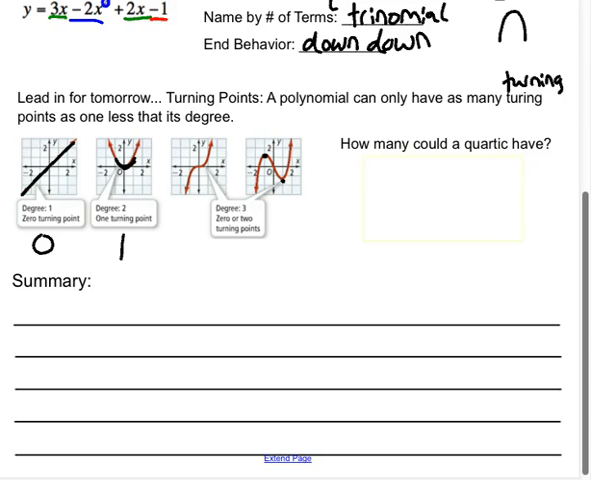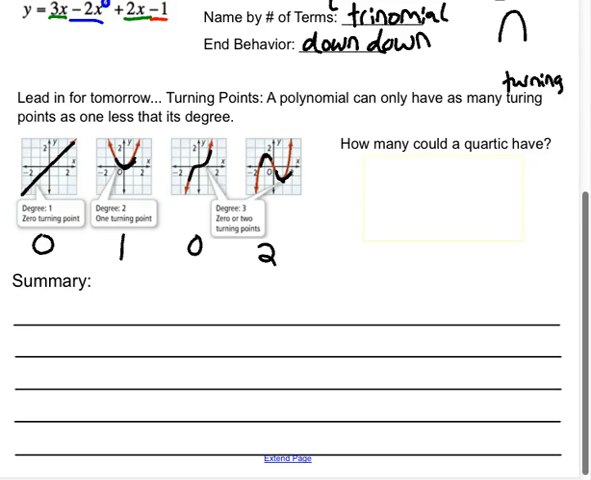Degree 3. Now here's where it starts getting a little bit different because it can have no turning points. So here it doesn't have any. Or it can have 2. We can turn around twice, once here and here. But notice there is no way for it to only turn around once. So not everything is a possibility. Here only 0 and 2.